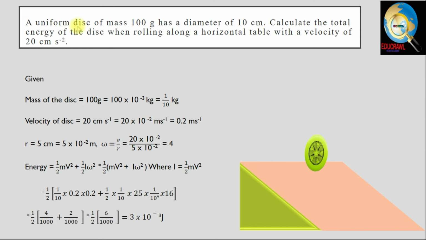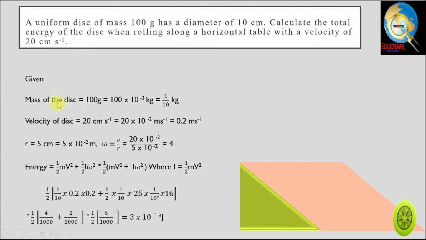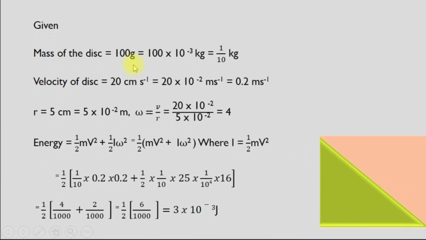Next problem. A uniform disc of mass 100 gram has a diameter of 10 centimeter. Calculate the total energy of the disc when rolling along a horizontal table with a velocity of 20 centimeter per second. You can see the rolling in the following animation. Mass of the disc is given as 100 gram. When you convert it into kilogram, you have 1 by 10 kg.